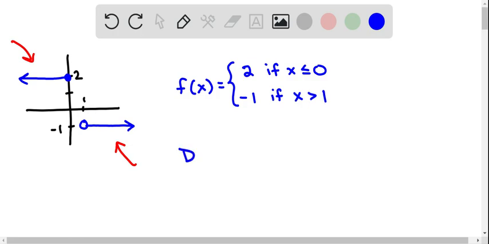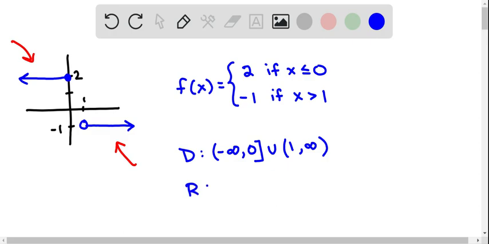Now for the domain of the entire graph, we're going through x values from negative infinity to 0, and we're going through x values greater than 1, but we're not going through anything in between. So we need to break this into two intervals. So we have negative infinity to 0, with a square bracket on the 0 to show we're including it, union 1 to infinity, with a round bracket on the 1 to show we're not including it.